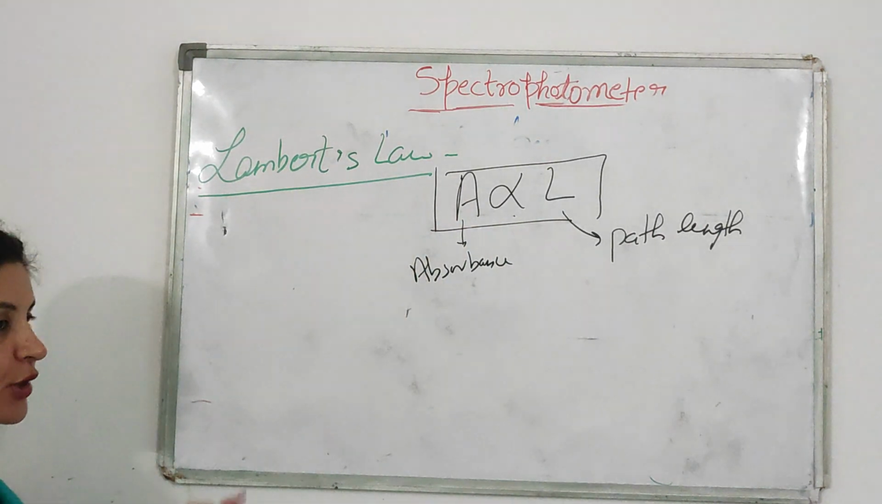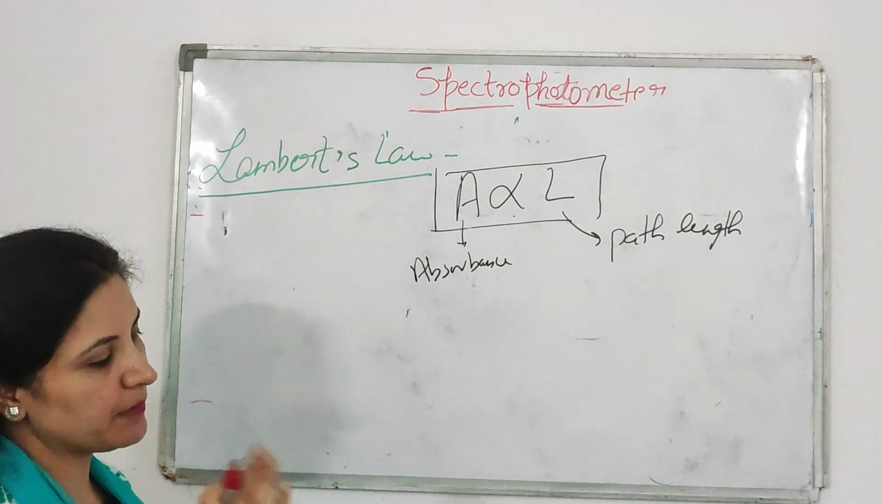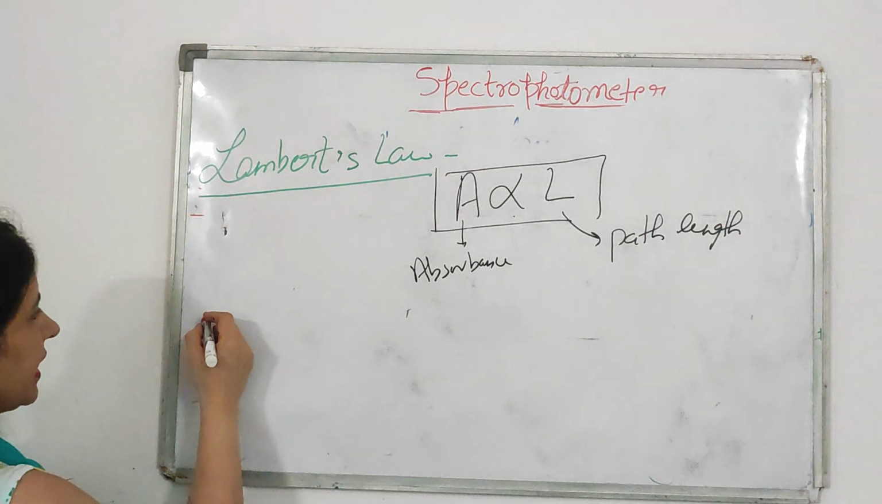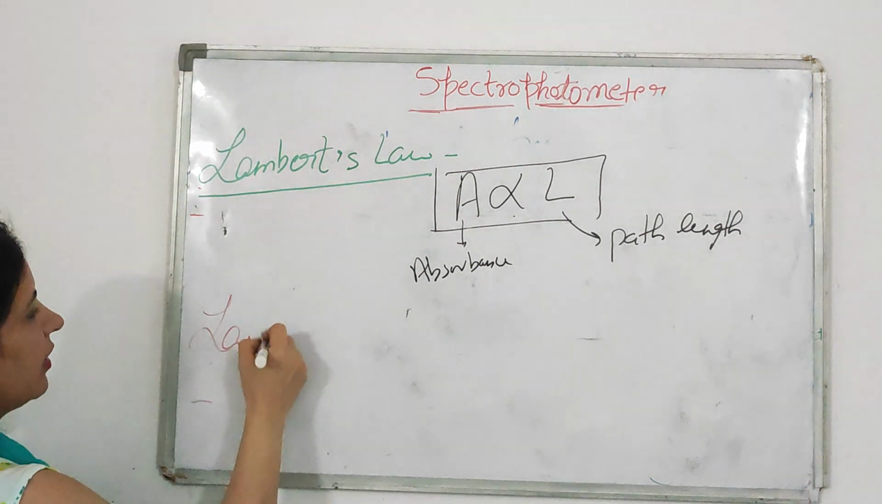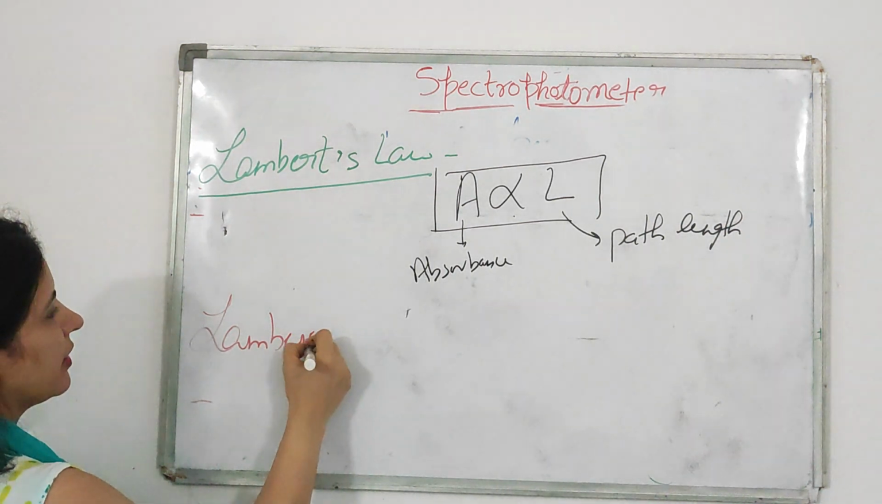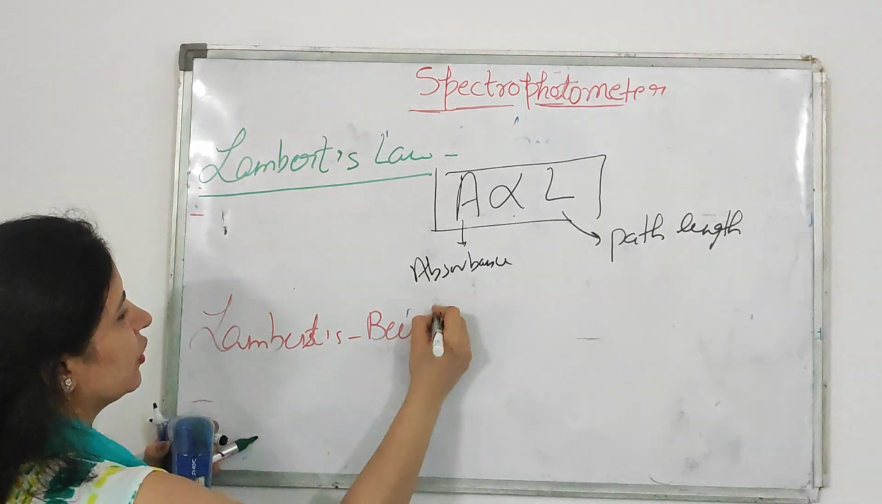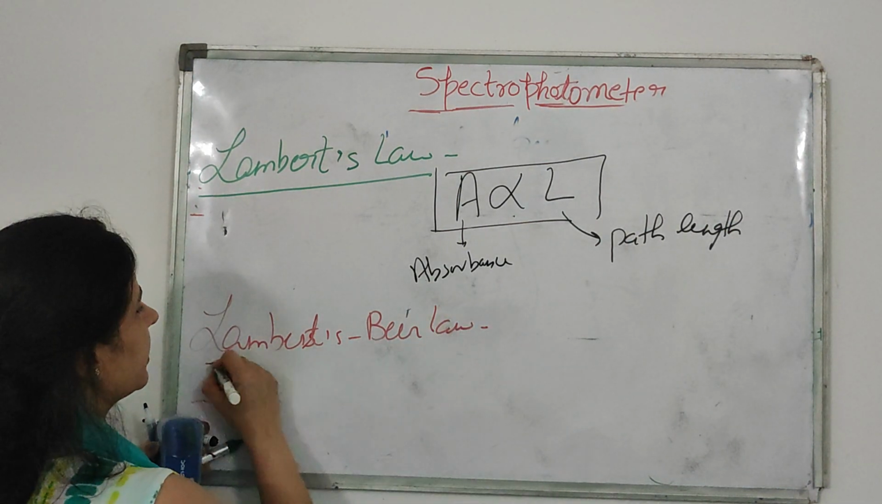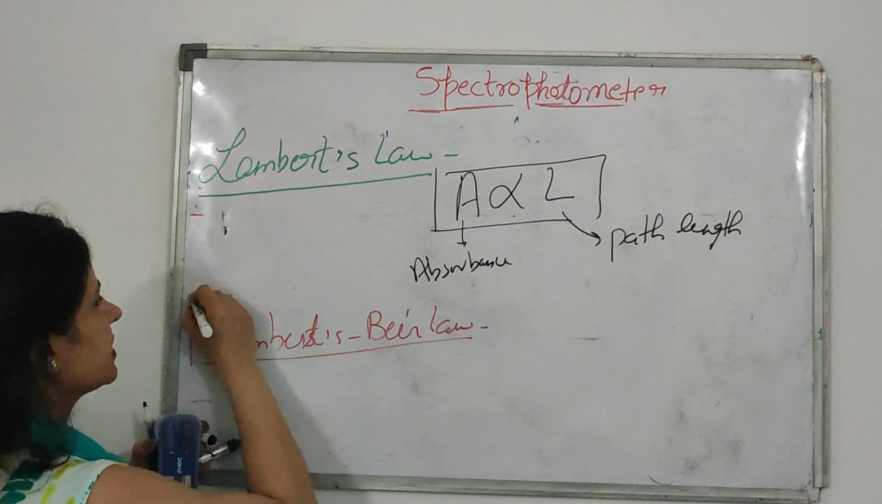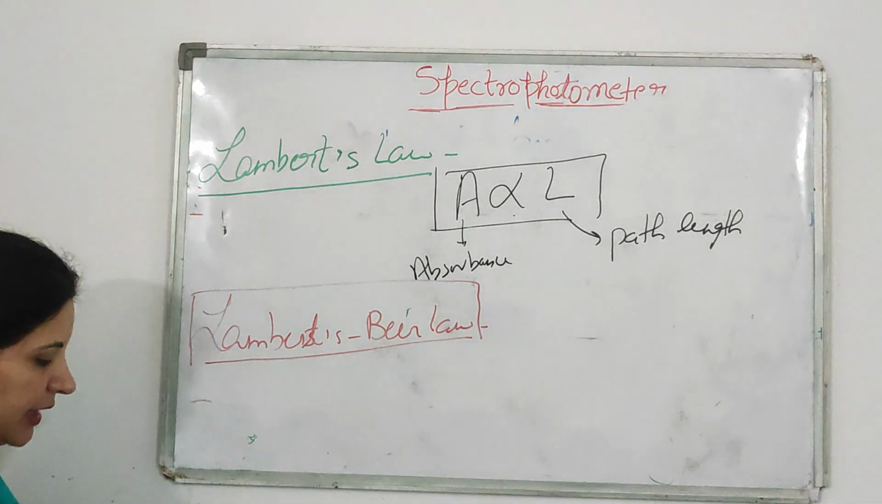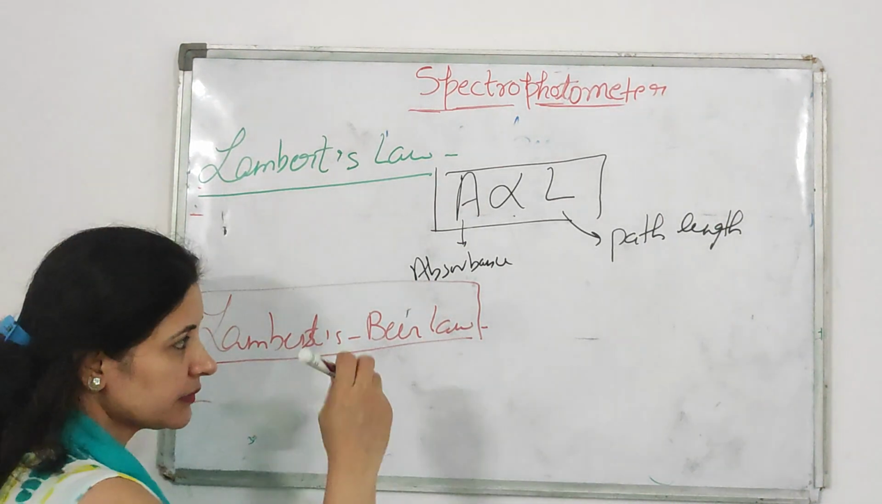And when you combine Beer's and Lambert's laws together, it becomes the Lambert-Beer law. You combine both these laws together, then it becomes the Lambert-Beer law. Then what have you studied in Beer's law?